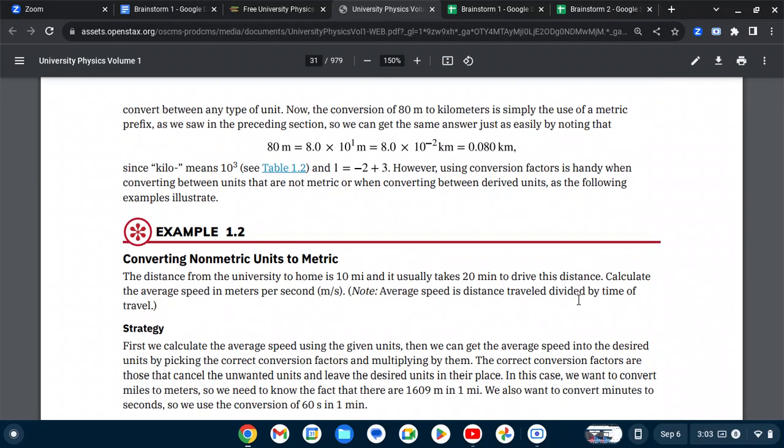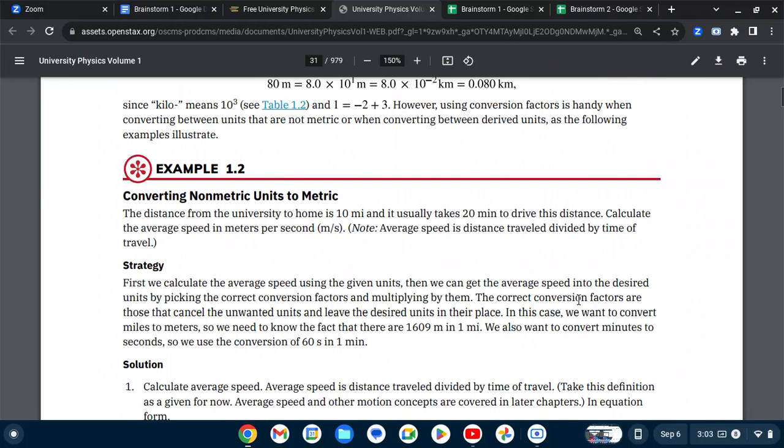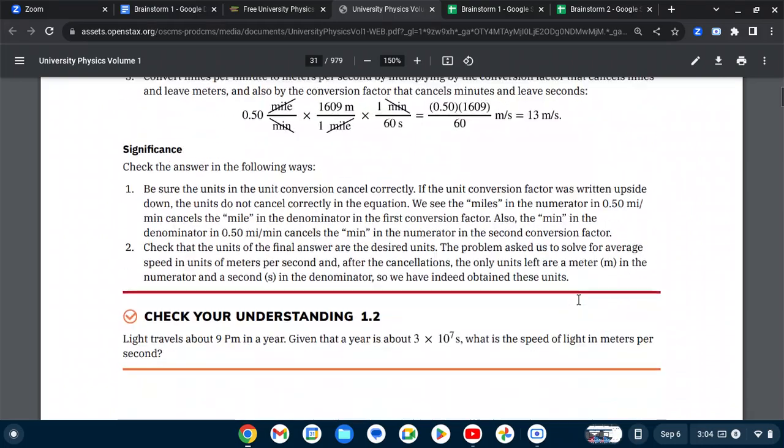Now the conversion of 80 meters to kilometers is simply the use of a metric prefix, as we saw in the preceding section. So we can get the same answer just as easily by noting that 80 meters equals 8.0 times 10 to the 1 meters equals 8.0 times 10 to the negative 2 kilometers equals 0.080 kilometers, since kilo means 10 to the 3, and 1 equals negative 2 plus 3. However, using conversion factors is handy when converting between units that are not metric and when converting between derived units, as the following examples illustrate.